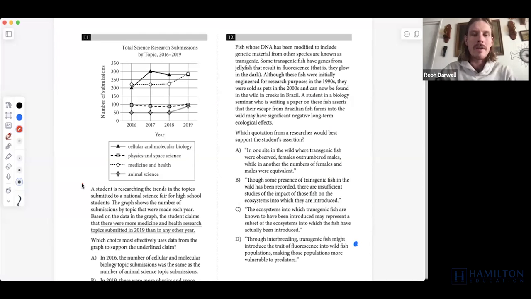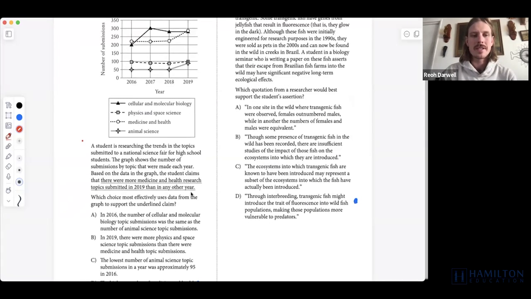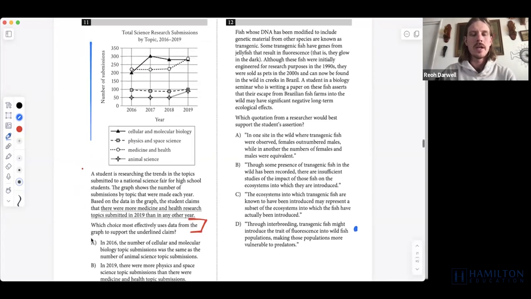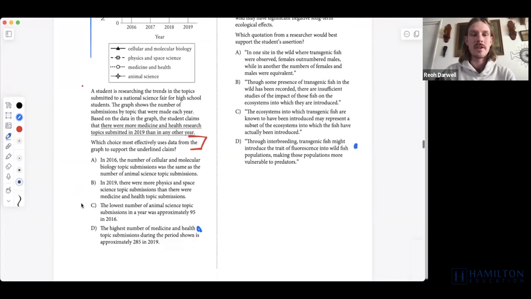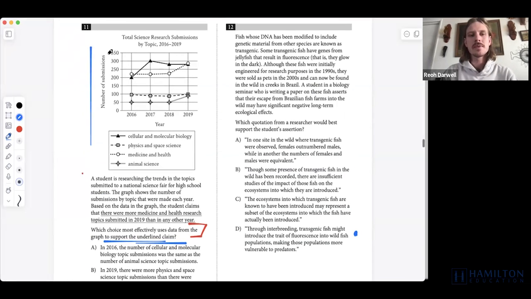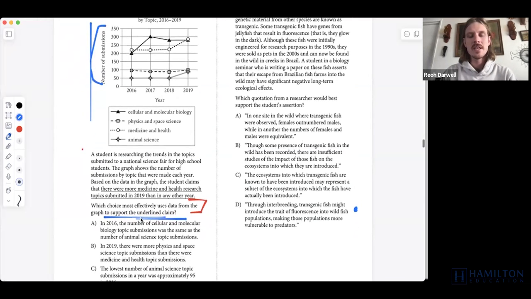Okay, so question 11 here, we have what we would call a command of evidence question, right? So we're asking about evidence right here. It's a quantitative question. All right, so we're looking at a graph and a text and trying to put them together. The most important thing we had to comprehend when we did this question was to support the underlined claim. So more medicine and health research topics were submitted in 2019 than any other year, right? So we need to look at the graph here and find something which supports the idea that there was more medicine and health research in 2019 than any other year.